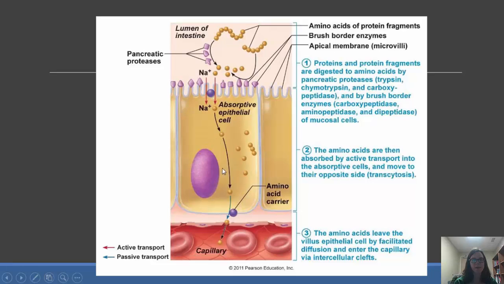Then once it's in the epithelial cell, the amino acids are absorbed by active transport into the absorptive cell and move to the opposite side of the cell. And then finally, they leave the small intestinal epithelial cell by facilitated diffusion and enter the capillary to enter the bloodstream, where they're carried to the liver.